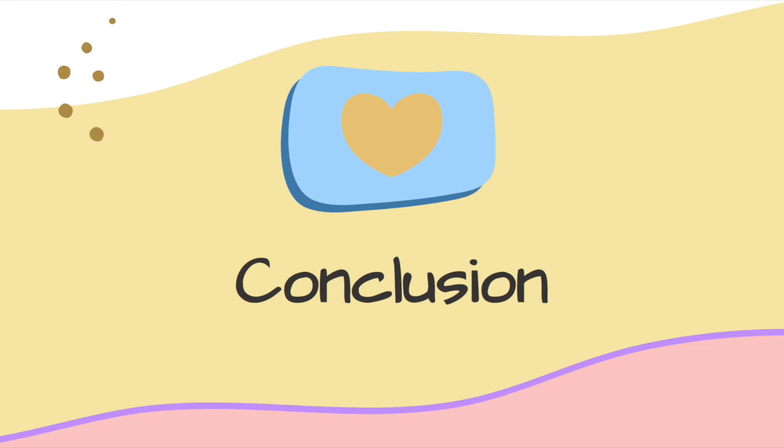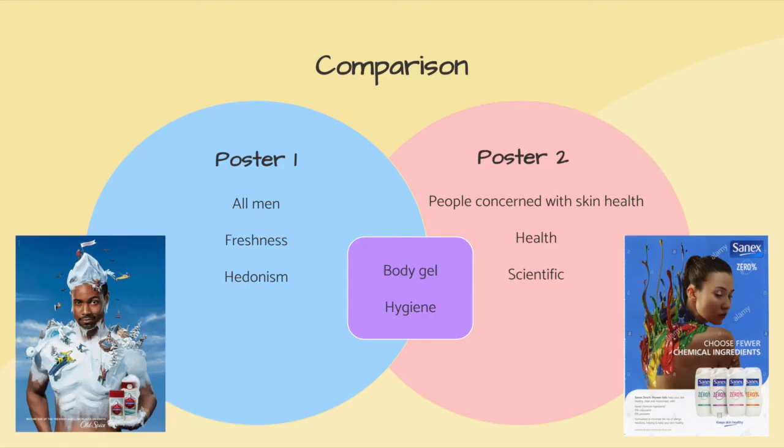For conclusion, the 2 advertisements are compared. Both of the advertisements are selling body gel, and the selling point is providing hygiene. However, the first poster targets men and focuses on bringing freshness and emphasizes hedonism, while poster 2 targets people in general who are concerned with their skin condition. It focuses more on health by emphasizing its formula, like chemical ingredients.